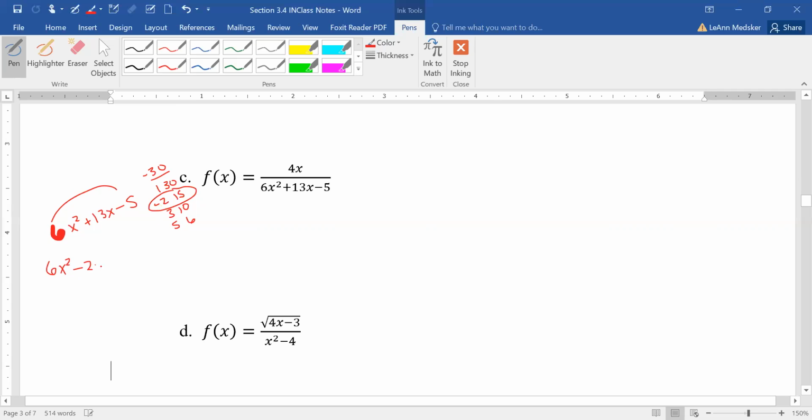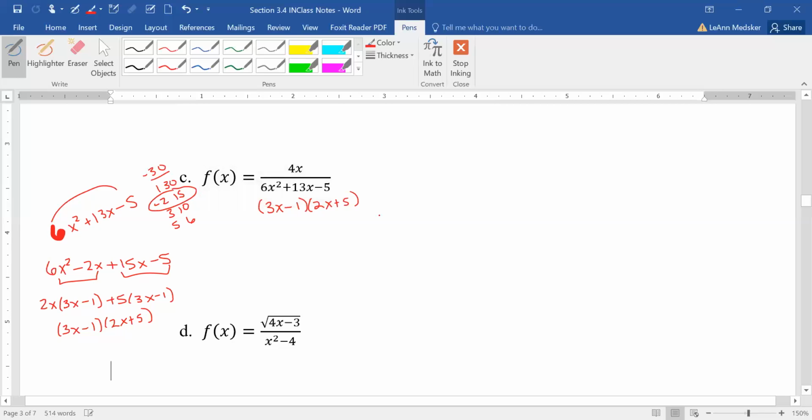So I'm going to put these 2 in for my middle term on that trinomial, and now I can factor by grouping. So I can pull a 2x out, that would be 3x minus 1. Pull a 5 out, that's also going to be 3x minus 1. So we have 3x minus 1 and 2x plus 5. So that's going to go up here as my denominator.